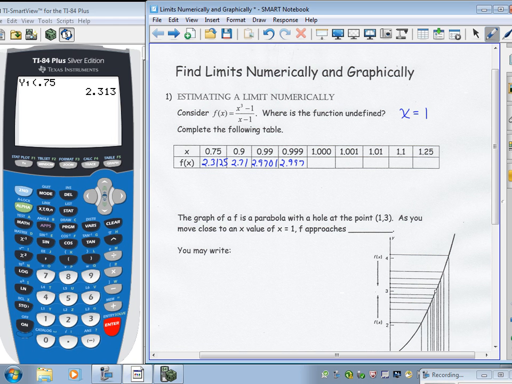How about the 1? Error. We already kind of talked about why that is, right? That's where the thing's undefined.